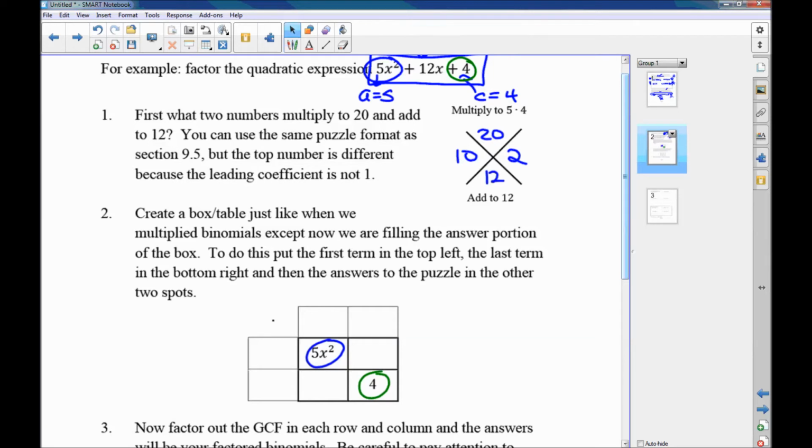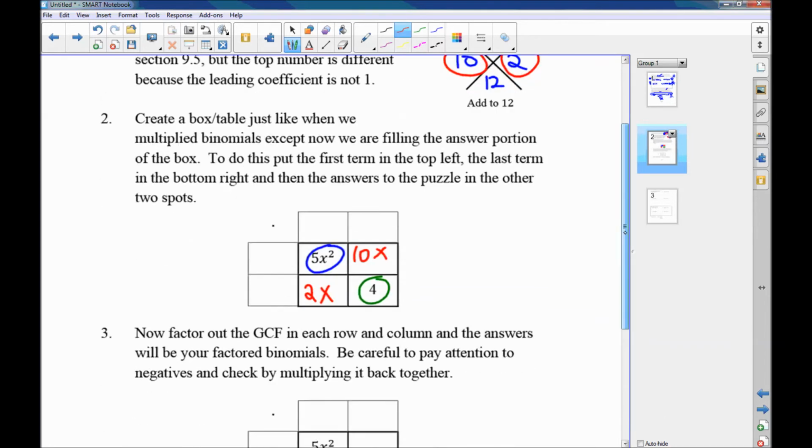And then we take our answers from the puzzle. Our answers from the puzzle are 10 and 2. And we write them here, 10 and 2. But together, these two are supposed to make the middle, the 12x. So I need an x with them. So this is 10x and 2x. All right? Now we've got our box.